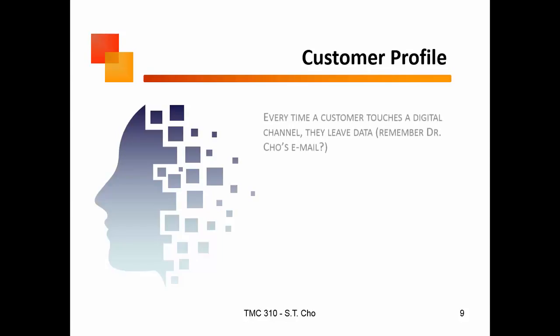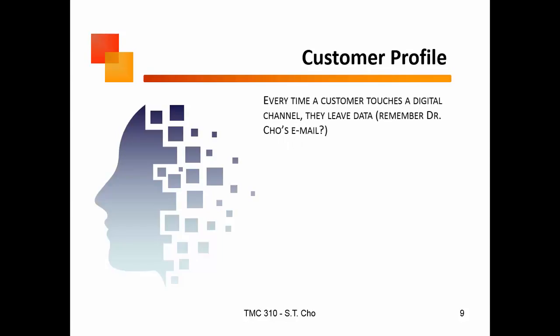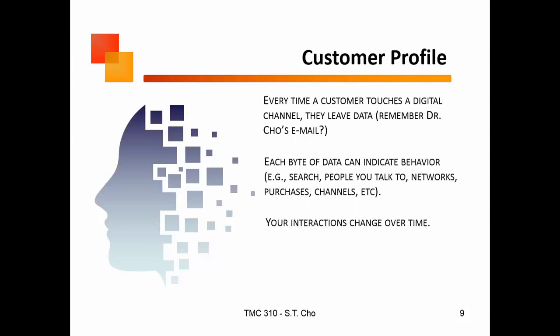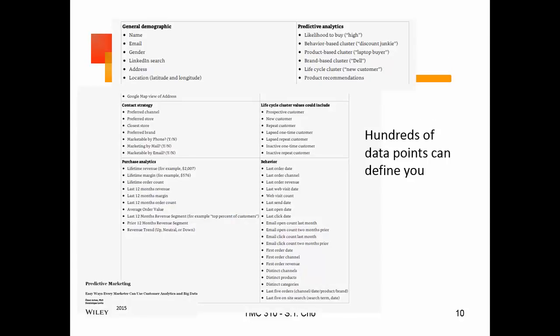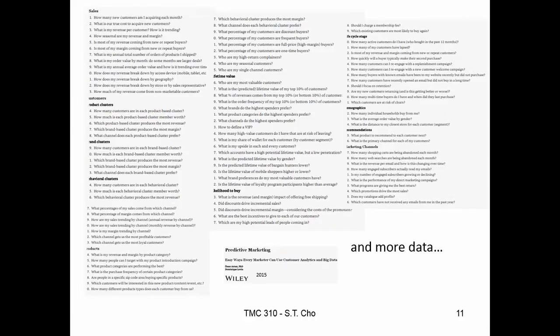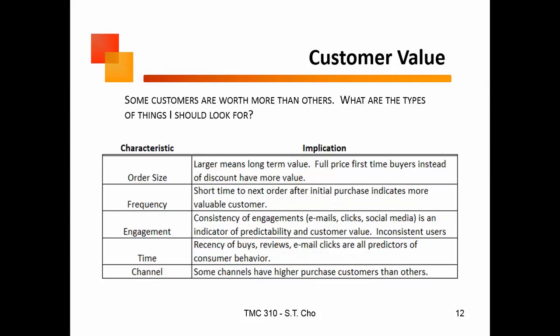And so in my customer profile, if you remember, every time somebody touches something digitally, it creates some kind of data, and I can learn something about that data. And so my interactions with my customer are also going to change over time. And so it's about getting customers, retaining customers, and growing them. There are hundreds of data points, attributes, that you could look at, and you have to figure out which ones are most relevant. I've just listed them out here so you can look them over and see what applies to you.